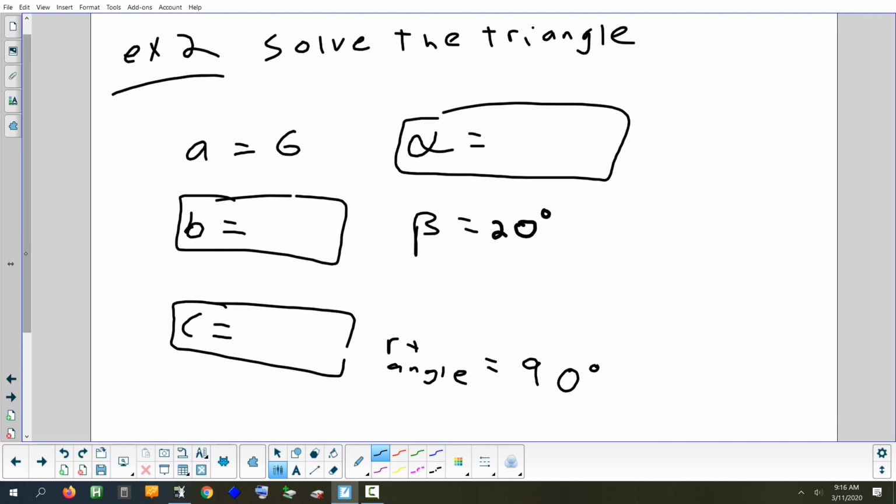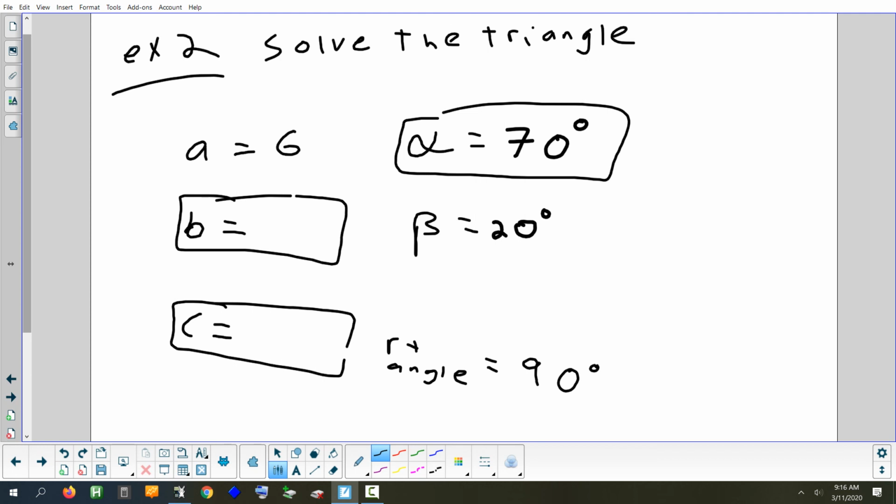All right, so I'm going to let you guys try and find B and C together, but let's knock out alpha quickly together. 70. Alpha would be 70. Now, should you use that to find B? No. Should you use it to find C? No. Stay away from the alpha. Okay. Use beta to find B and C.